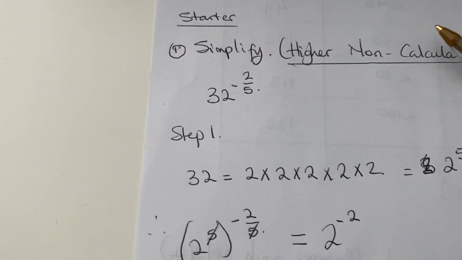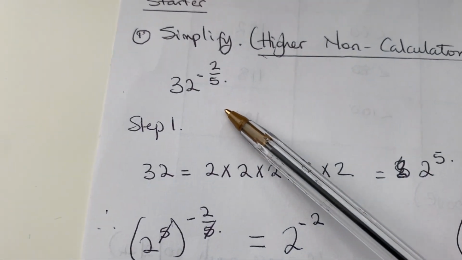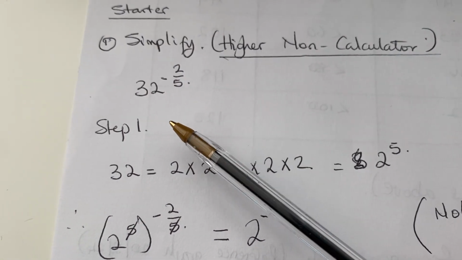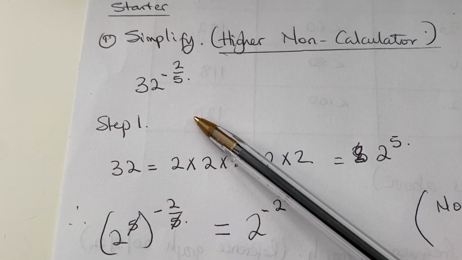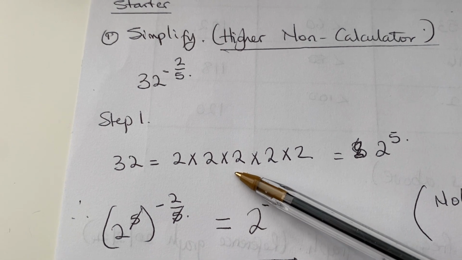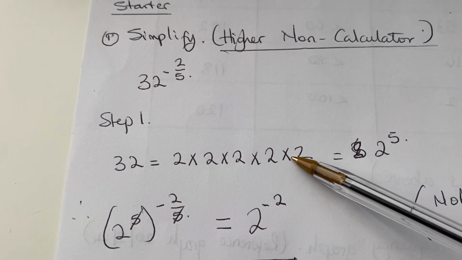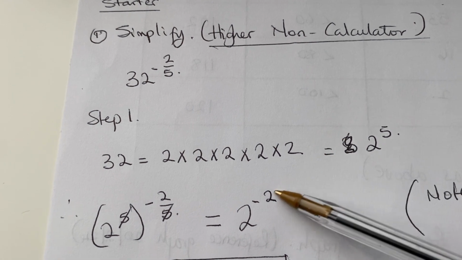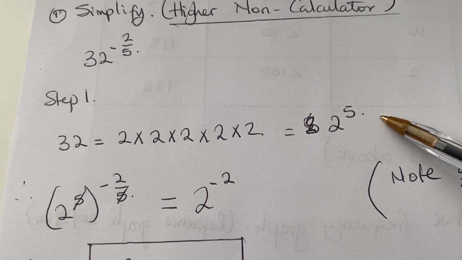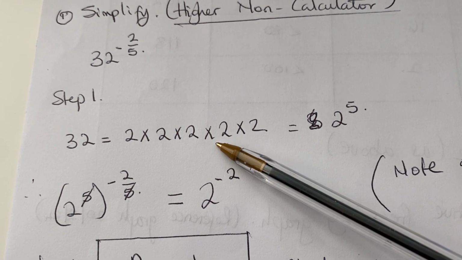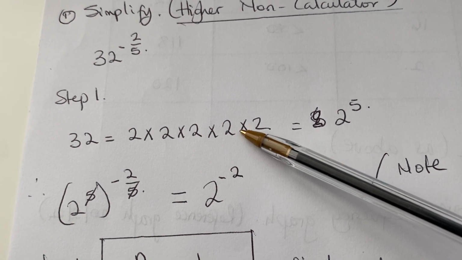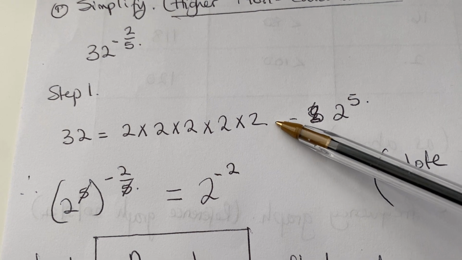So here, 32 is 2 to the power 5, because 8 times 4 is 32. 2 to the power 3 is 8, and 2 to the power 2 is 4. So 32 is 2 to the power 5. You can do 2 times 2 is 4, times 2 is 8, times 2 is 16, and times 2 is 32.